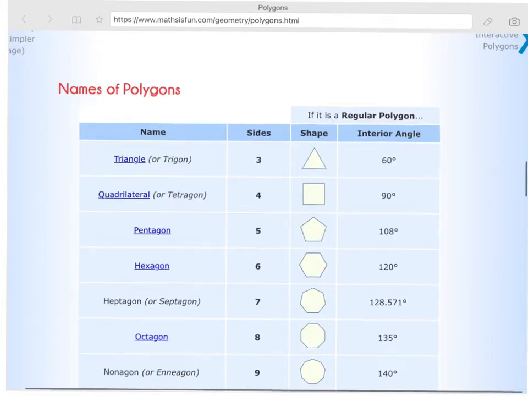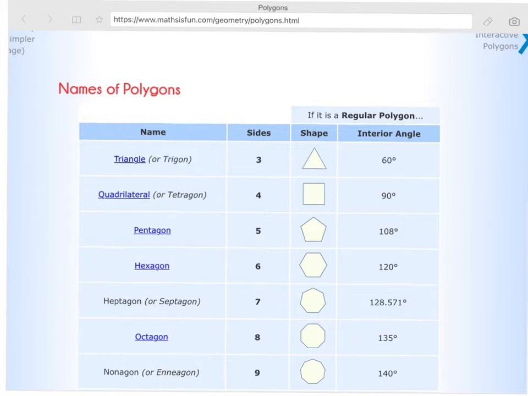So if we look at a triangle, it's got three sides, and an interior angle will be 60 degrees if it is a regular polygon, as in an equilateral triangle. For a quadrilateral, we call a regular quadrilateral obviously a square, and each interior angle is 90 degrees. And if we go up, we can see with pentagon, hexagon, as we add on one side, the interior angle is getting larger and larger.